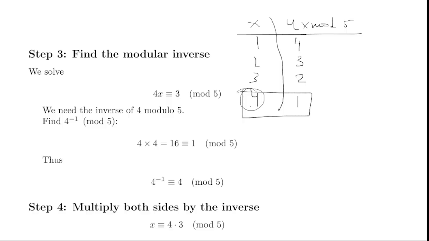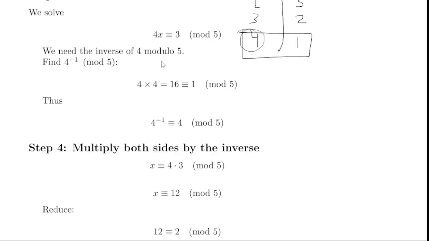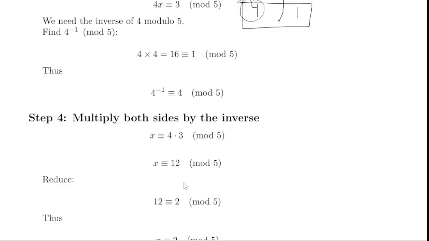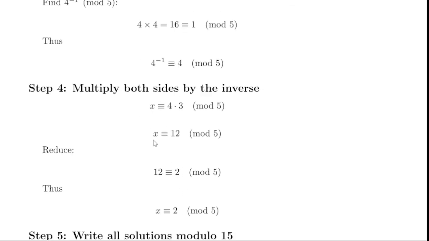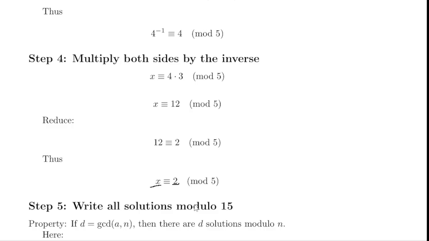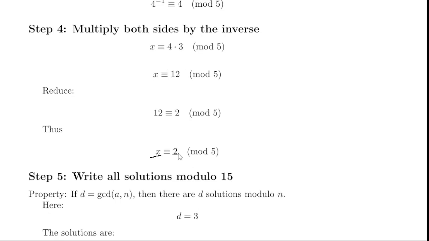So we can multiply the 4x and the 3 by 4 to get 16x. But 16x is congruent to x mod 5. So this 16 just turns into x. And then 3 times 4 is 12. That turns into 2. So the 16x turns into x, the 12 turns into a 2. So our solution, our x, is going to be congruent to 2 mod 5.